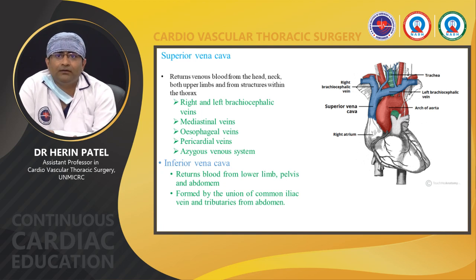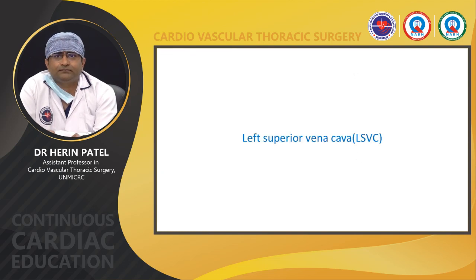The inferior vena cava returns the blood from the lower limb, pelvis and abdomen. It is formed by the union of the common iliac veins and the tributaries from the abdomen and pelvis.